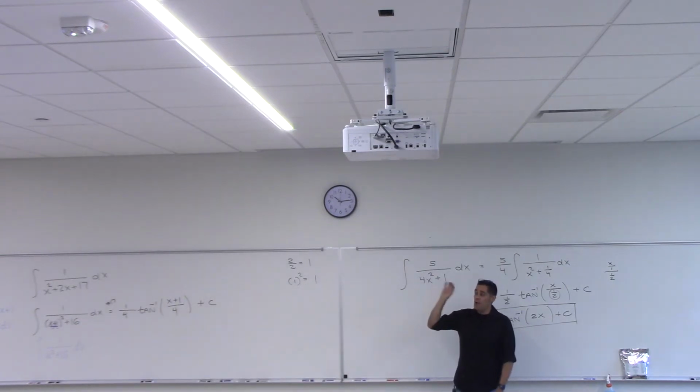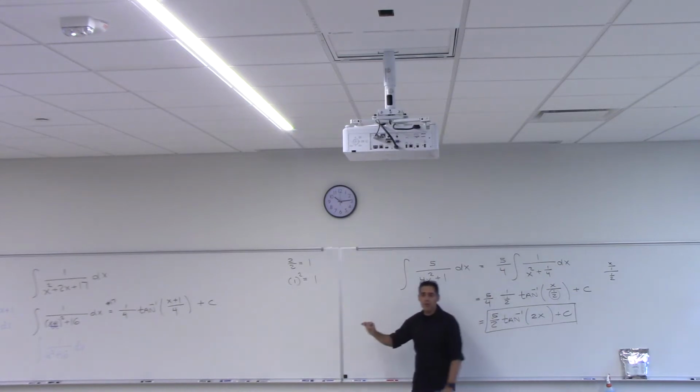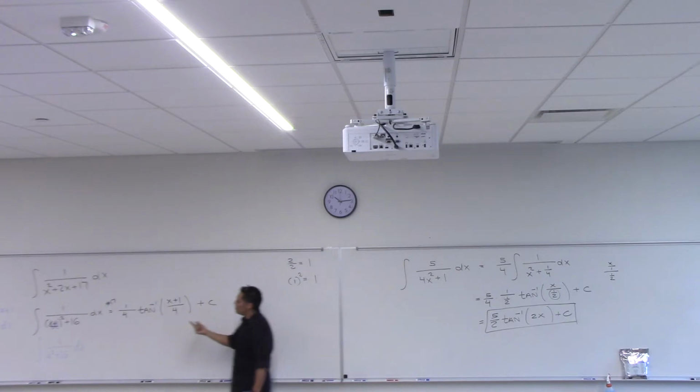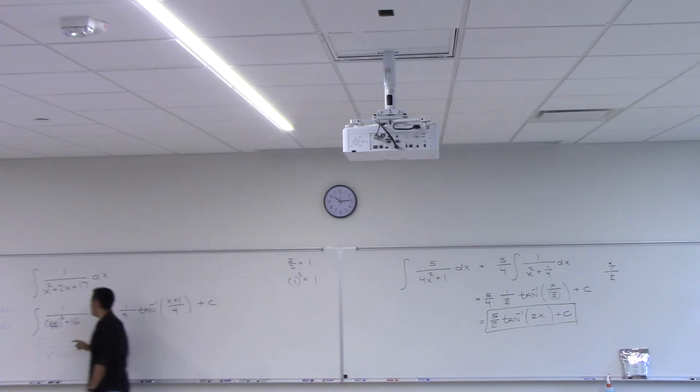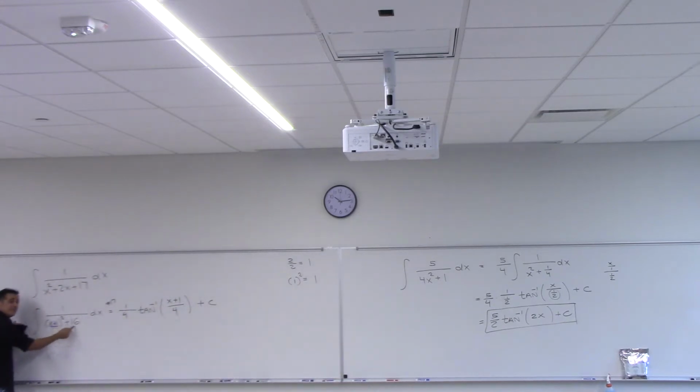That's constant over an irreducible quadratic. You complete the square and then you use the formula. Well, it's not always going to be formula 17. It could possibly turn out that this was like a minus 16 here, but then you'd use one of the other ones. Okay? Good?